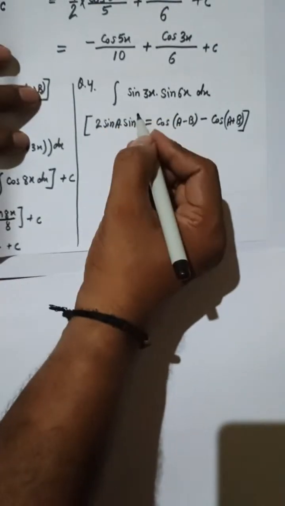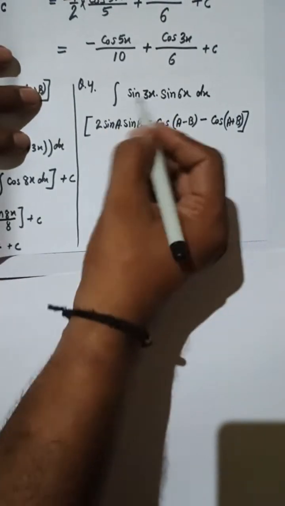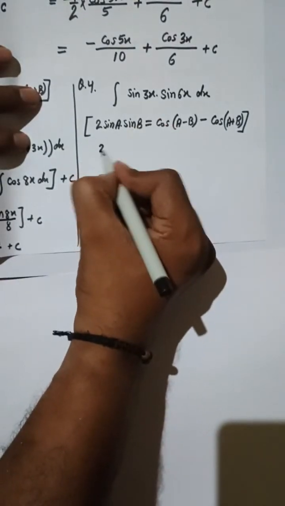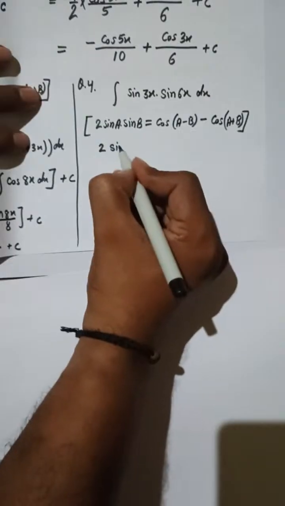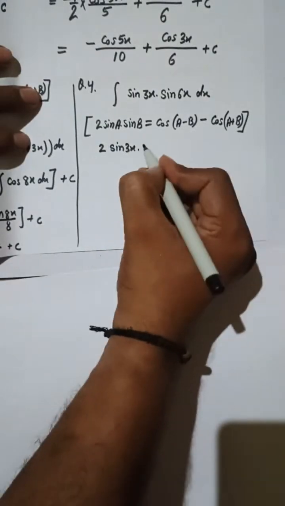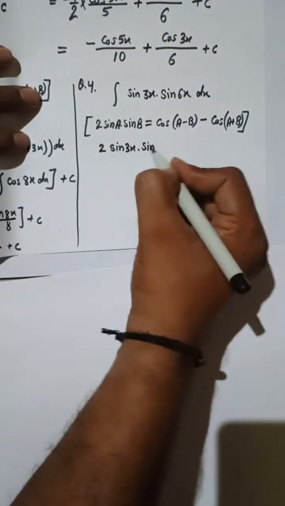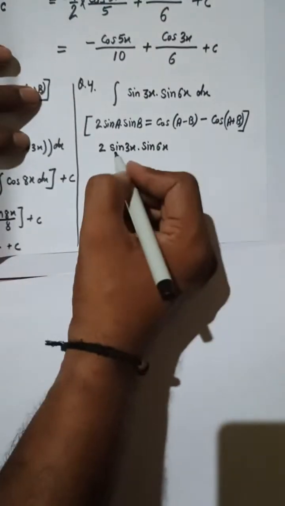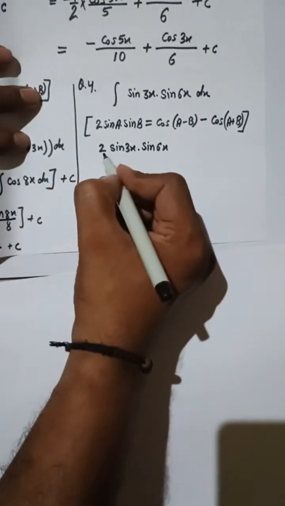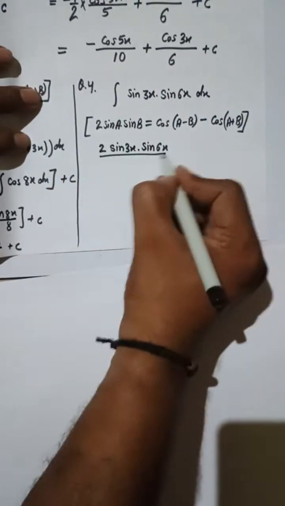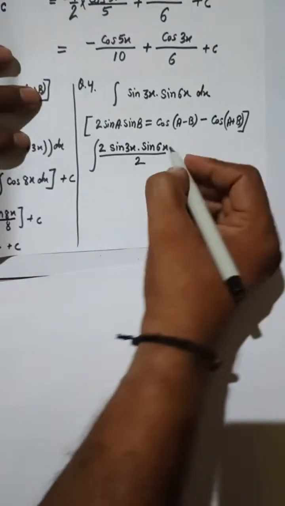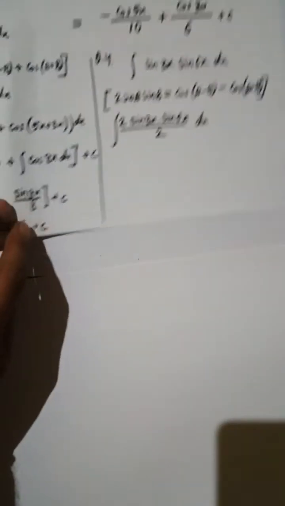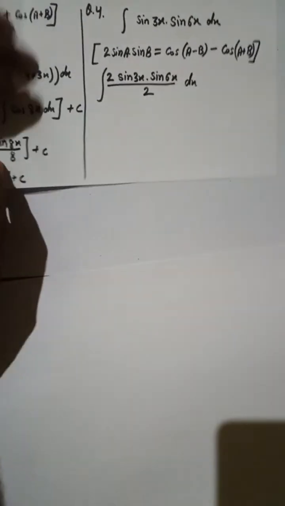Let's transform here. I'm multiplying by 2, so 2 sin 3x. I can write sin 6x before sin 3x, so I'm writing 2 sin 3x into sin 6x. And here I'm dividing by 2 so that there is no alteration in the problem. The problem should be the same. That's why I'm putting this.